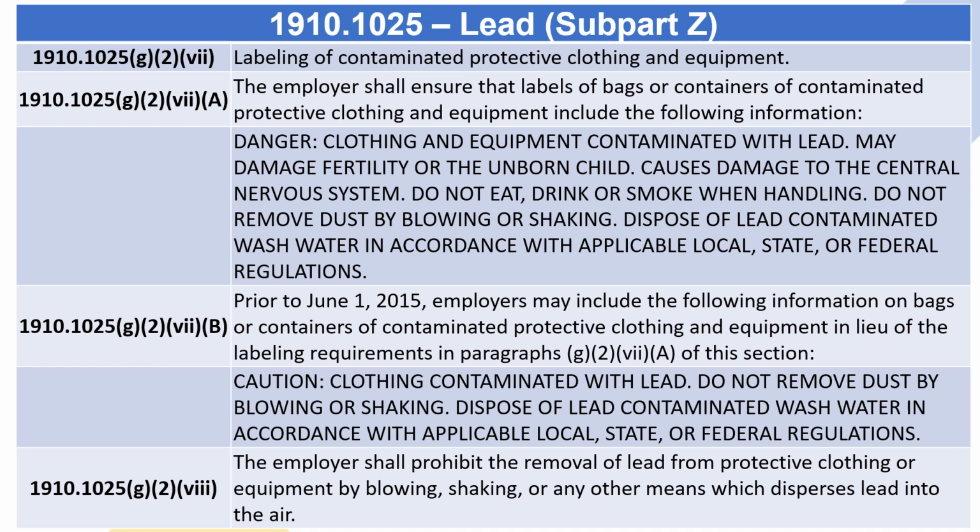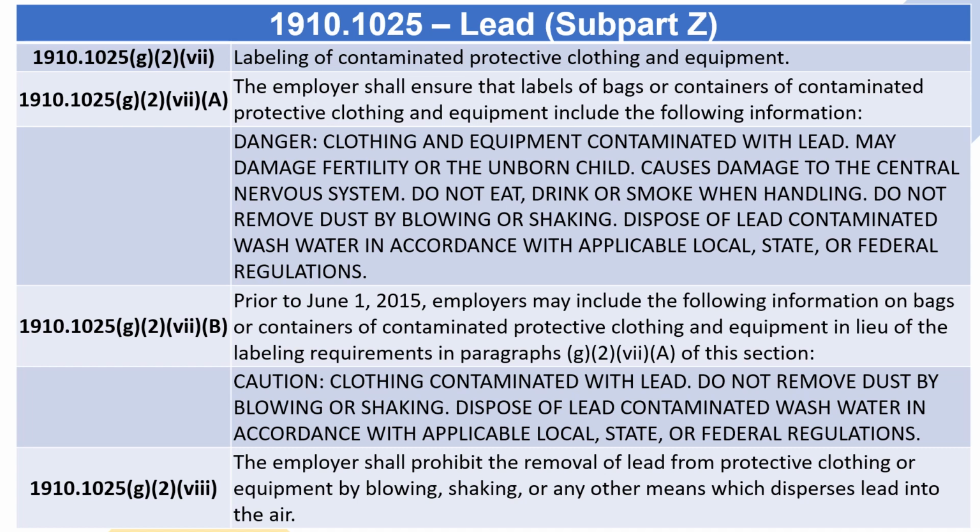1910.1025 G2(vii)(B) Prior to June 1, 2015, employers may include the following information on bags or containers of contaminated protective clothing and equipment in lieu of the labeling requirements in paragraph G2(vii)(A) of this section. Caution: clothing contaminated with lead. Do not remove dust by blowing or shaking. Dispose of lead-contaminated wash water in accordance with applicable local, state, or federal regulations.